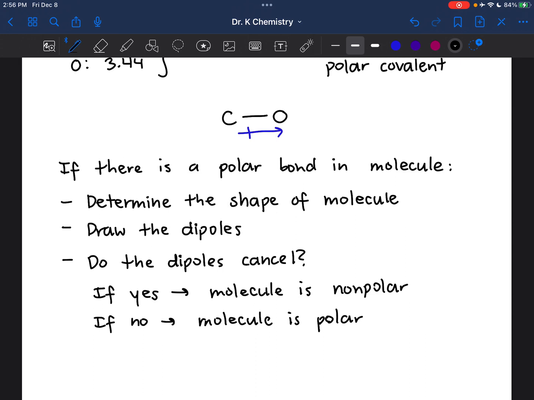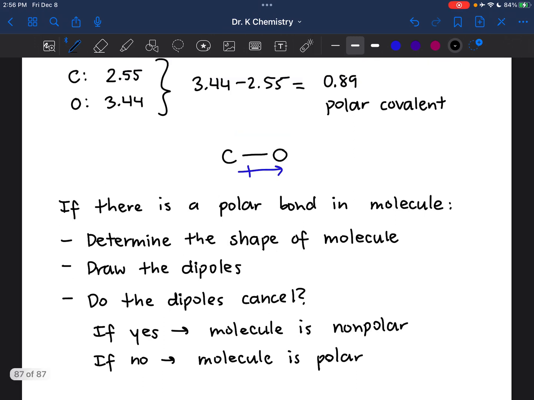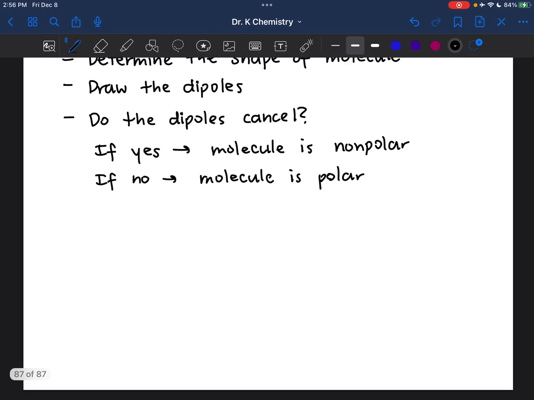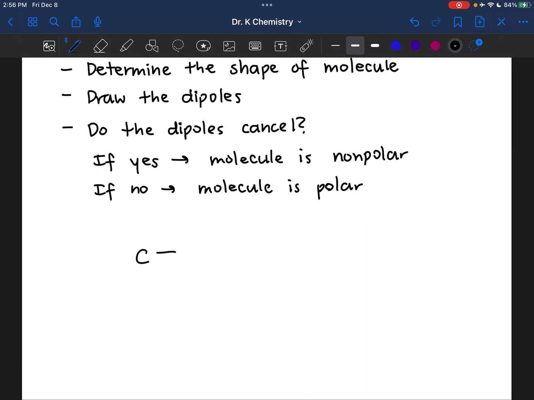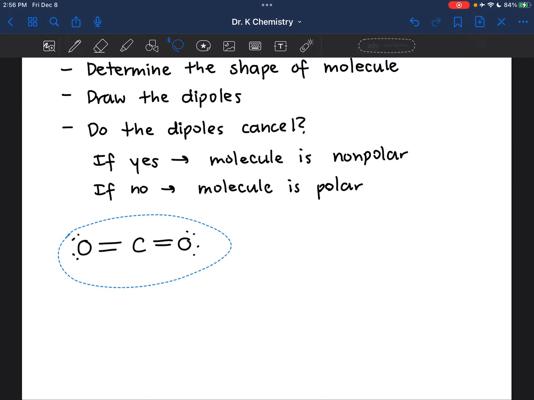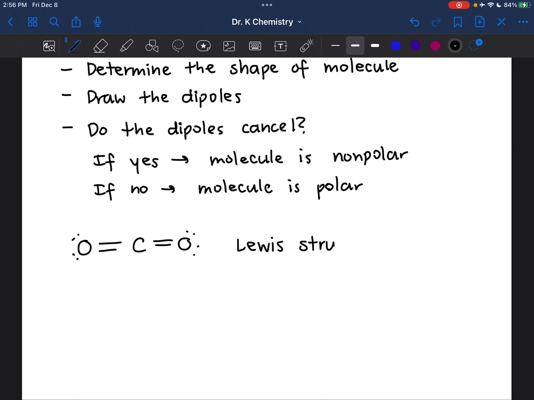And that's where a lot of trouble happens, because sometimes students will see, okay, well, I have a polar bond, polar molecule. But it's not that simple. If you have a polar bond, that does not necessarily mean that the whole molecule is polar. So let's look at our CO2 example. I'm going to draw the carbon dioxide shape and the Lewis structure. So if you're not familiar with drawing that, make sure you review the Lewis structure video so that you know how we got to the CO2 structure. So that is the Lewis structure of the molecule.